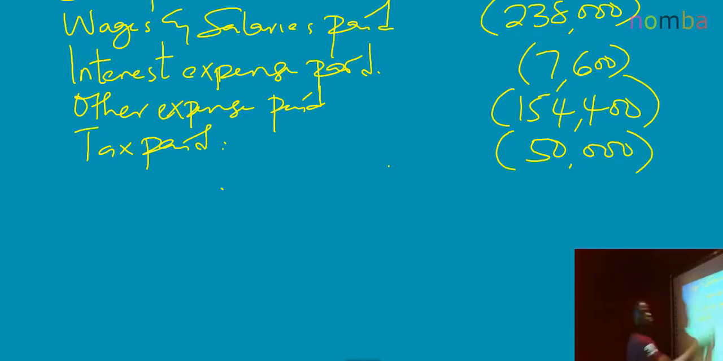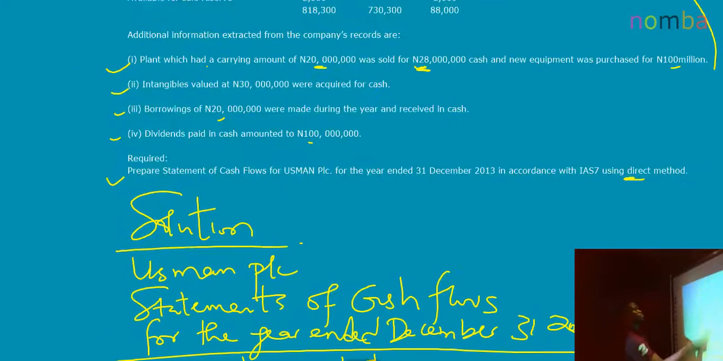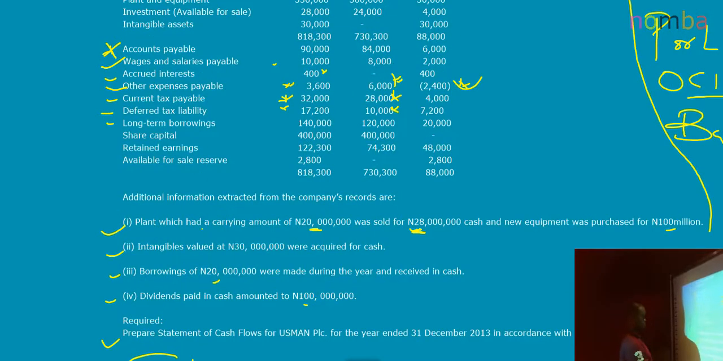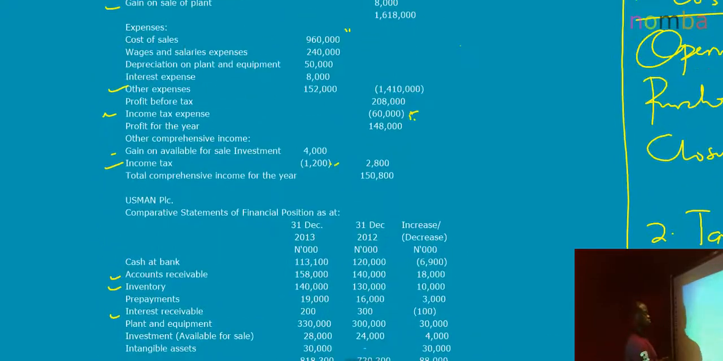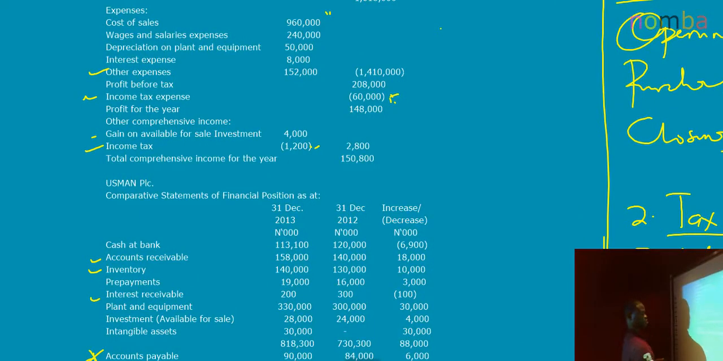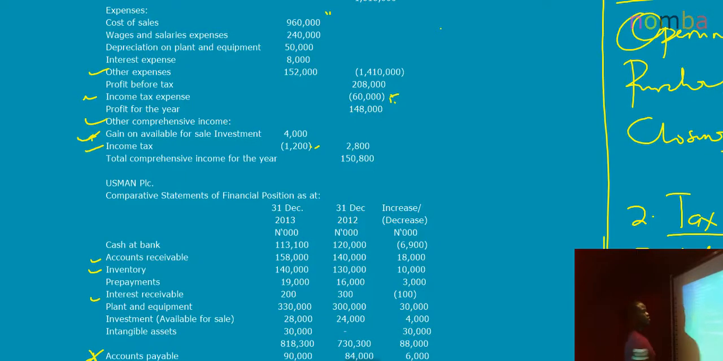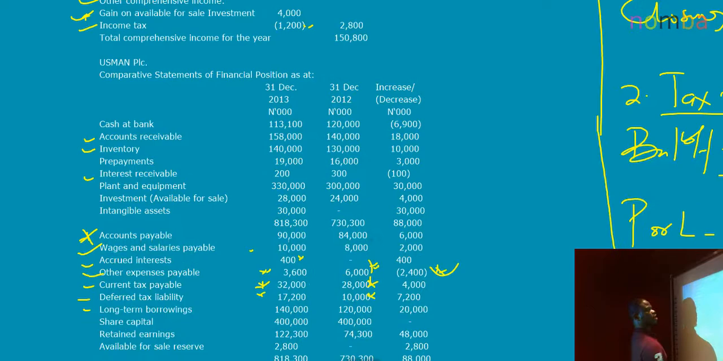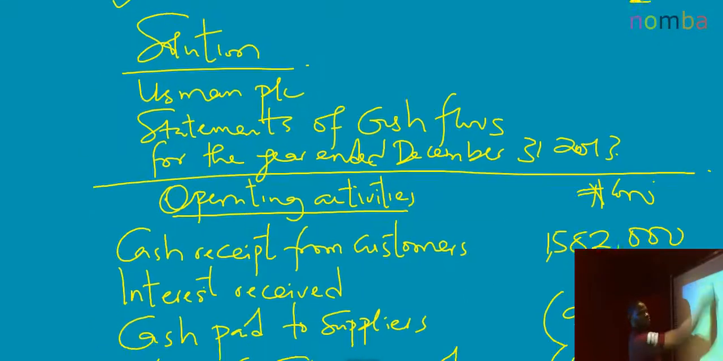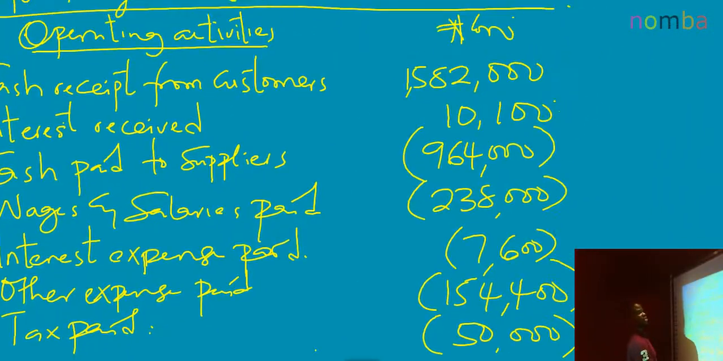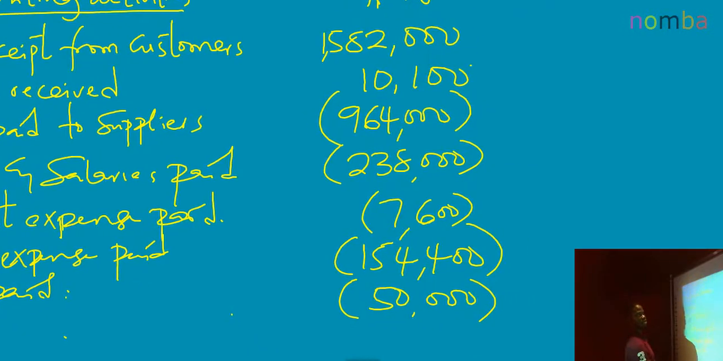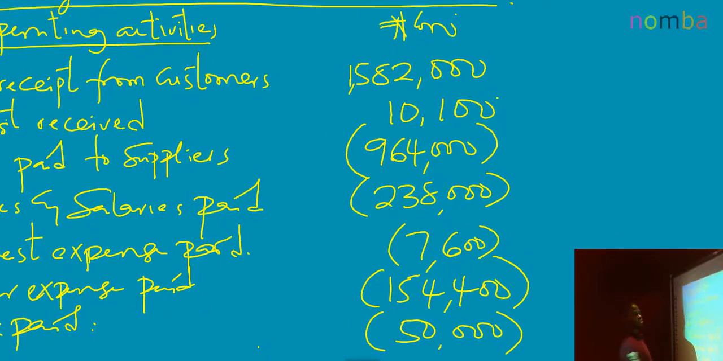Okay. So go back to the statement of profit or loss. So I've dealt with this tax. The only item of other comprehensive income I have here is this gain on available for sale investment, which is a non-cash item. So with that, I've picked every item that would affect my operating activities. So I need to cumulate this.